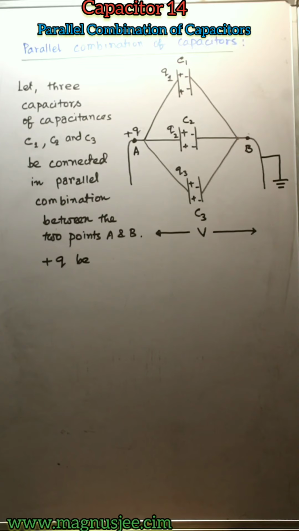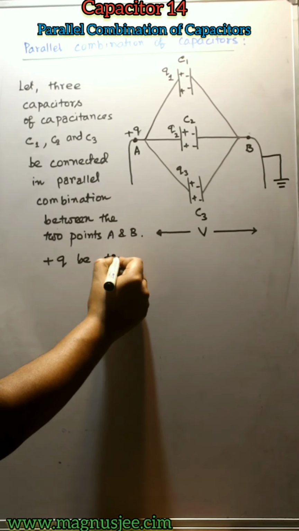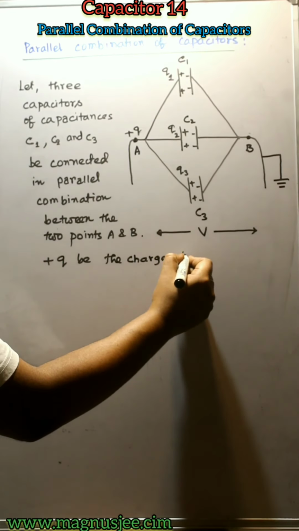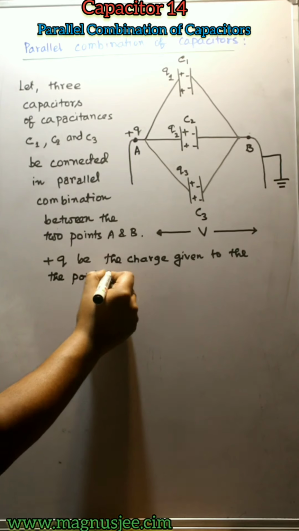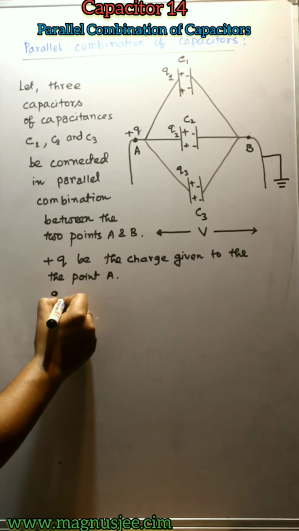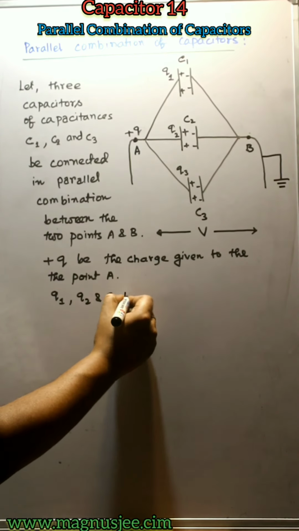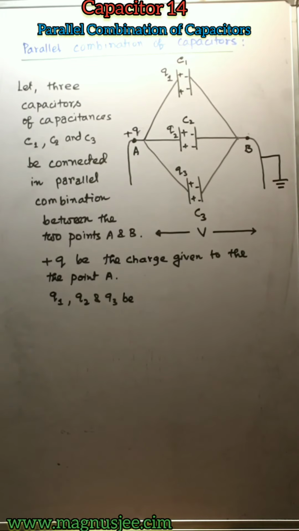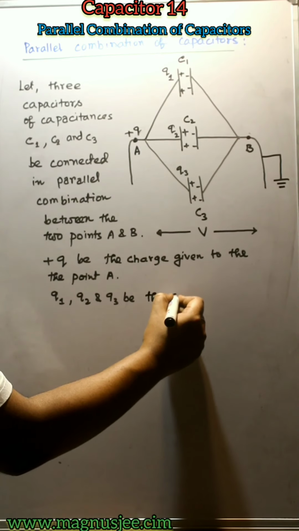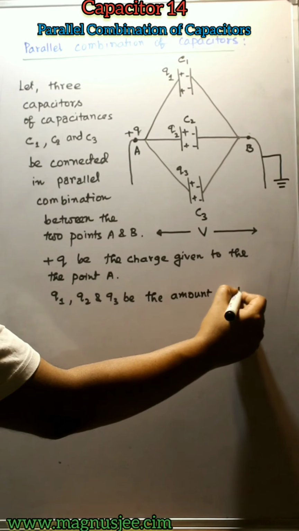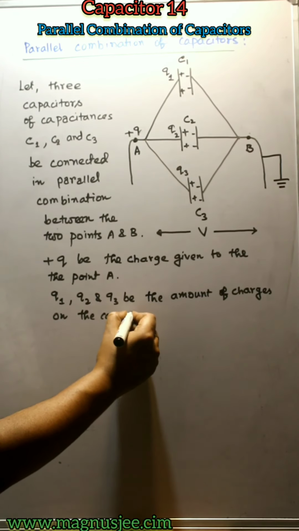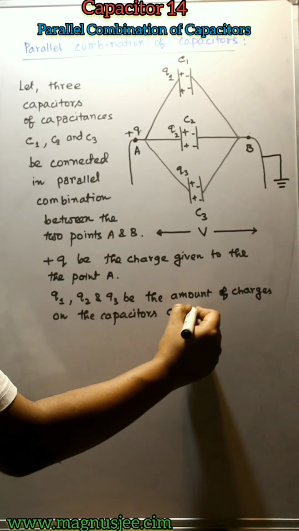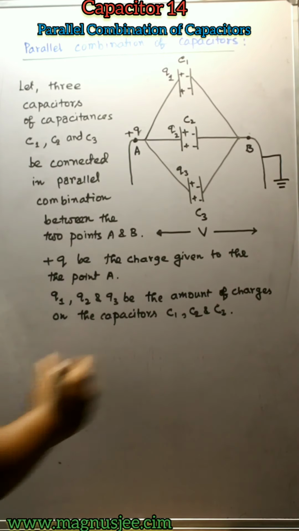Plus Q be the positive charge given to the point A. Q1, Q2 and Q3 be the amount of charge which are distributed to the capacitors C1, C2 and C3 respectively.